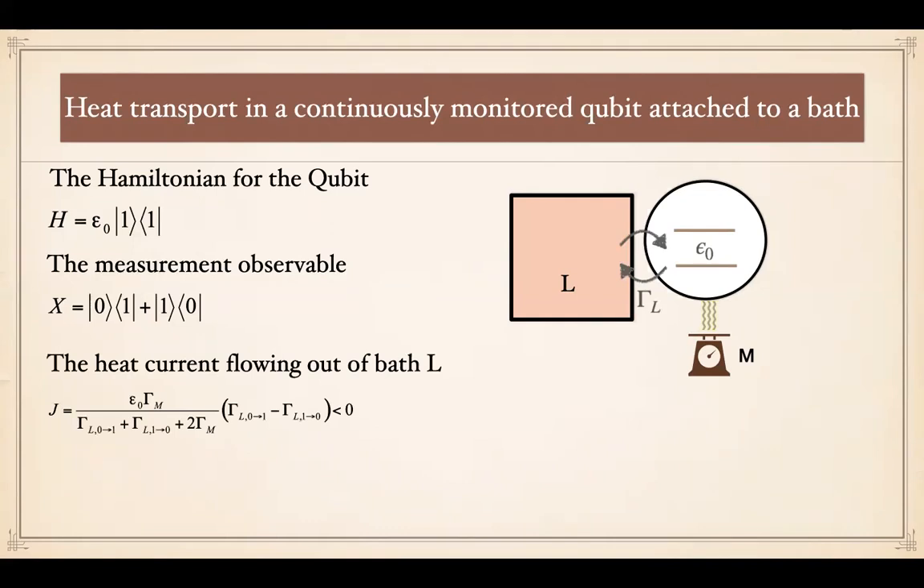Then I can calculate the heat current flowing out of the bath L, right? It's a very simple master equation calculation when both the coupling as well as the measurement are weak. You can see that this heat current is always negative, meaning there is no way you can extract heat from the hot bath, or the bath L there. So the measurement is always dissipative in nature. This is for a fermionic system, but you can also do it for a bosonic system, and you get the same answer.